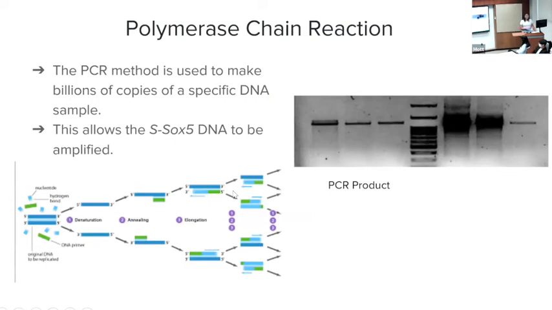Okay, we started with the polymerase chain reaction. The PCR method is used to make billions of copies of a specific DNA sample. This allows the S-SOX5 DNA to be amplified. And we used the S-SOX5 DNA to do a PCR, and it made many copies as shown.